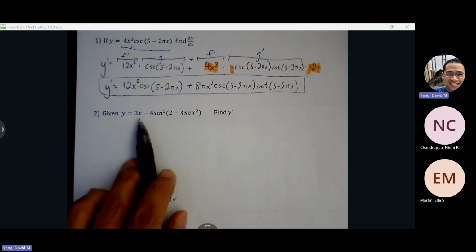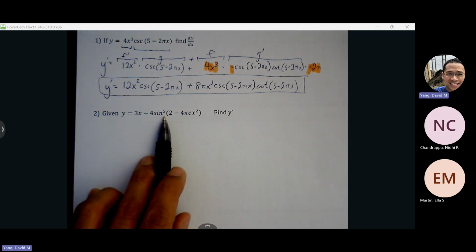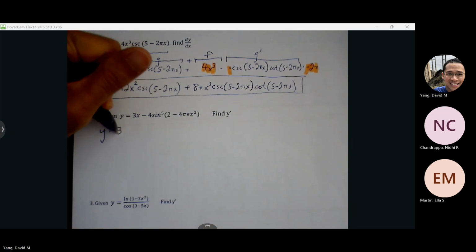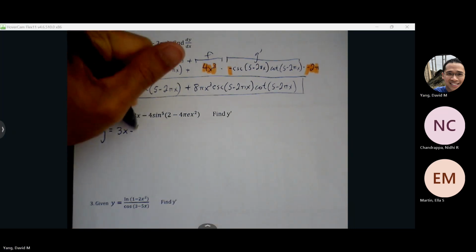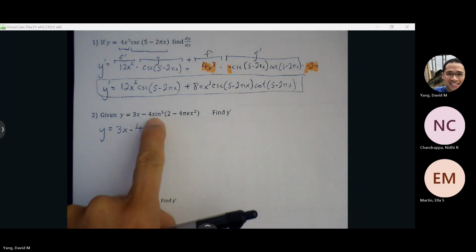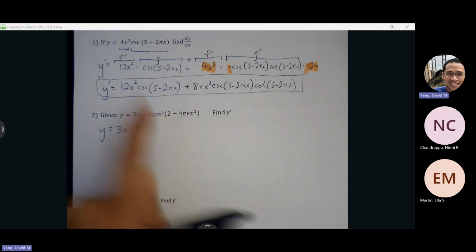Number two, 3x is just power rule, but we got to go through chain rule here. So let's rewrite that sine with brackets. Here, the bracket is only going to affect what comes after the 4, right? That exponent 5 is just with the sine function, not with the 4.